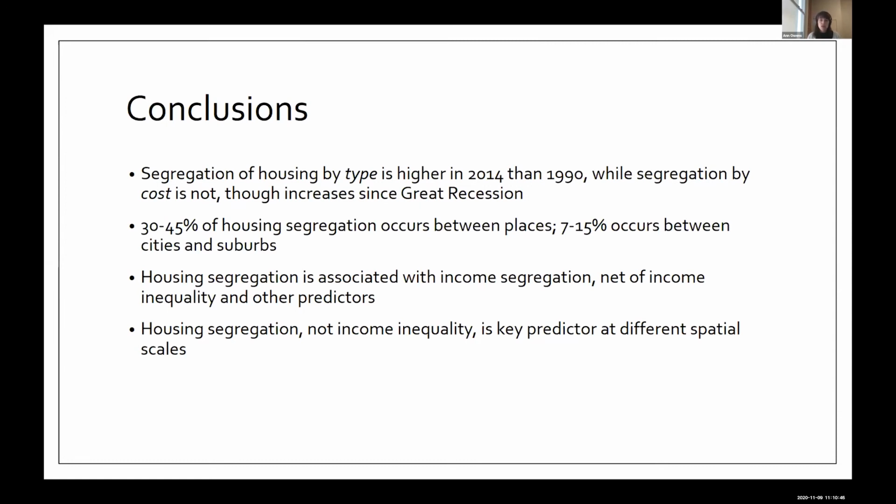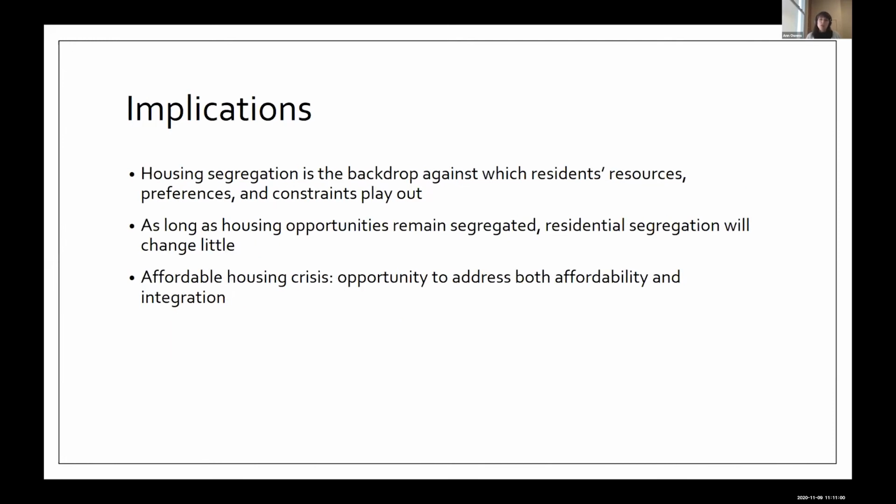And then I showed this association between housing segregation and income segregation, net of other key predictors like income inequality, being an important predictor of income segregation at different spatial scales. So I think broadly the story I'm trying to tell is that segregation is the landscape or the backdrop against which all these other things that we know matter play out to contribute to residential segregation. And as long as housing opportunities remain segregated, residential segregation will change little.